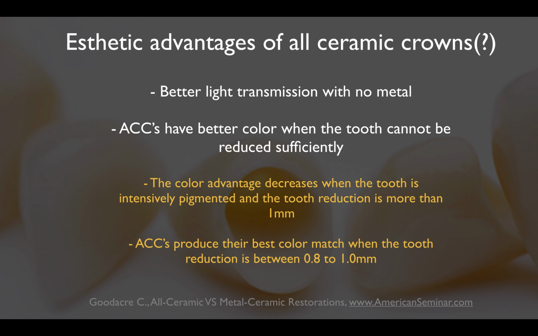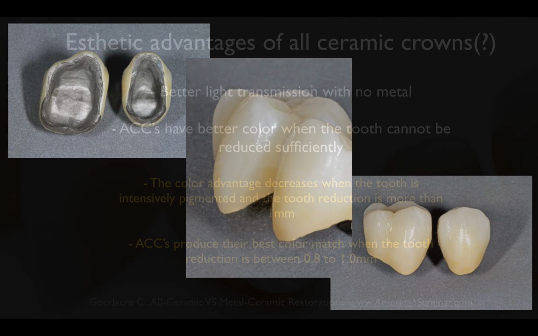And this is where we get into trouble because we think, oh, it's a dark tooth, I'm just going to reduce more and give my lab more room. Well, that doesn't work because you end up diffusing more light, and this makes the value drop in these restorations. So all ceramic crowns produce their best color match when the tooth reduction is between 0.8 and 1 millimeter. But in the hands of a good technician, this is more than enough room for metal ceramic.